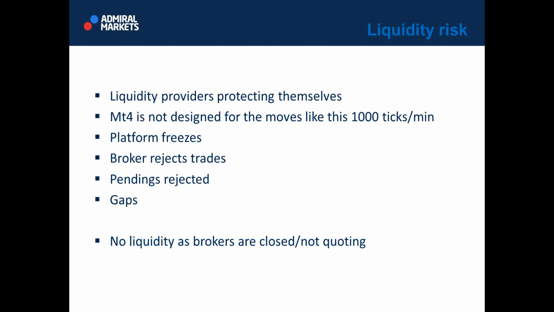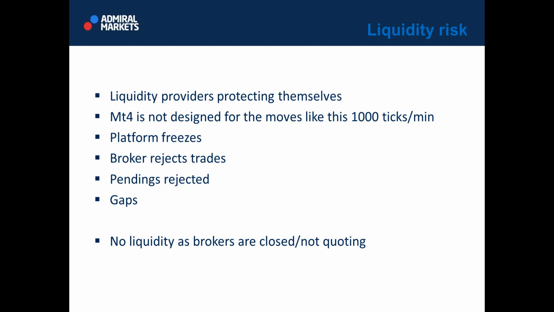Liquidity risk is the third thing. Liquidity providers are protecting themselves, which is normal. You could have noticed today that there were huge spreads on Euro Swissy, Dollar Swissy. Spreads were about 600, 700, 1,000 pips. And this is not what brokers do. That is what liquidity providers do. They need to protect themselves. Okay? And that is why we were introduced to high, abnormal spreads.